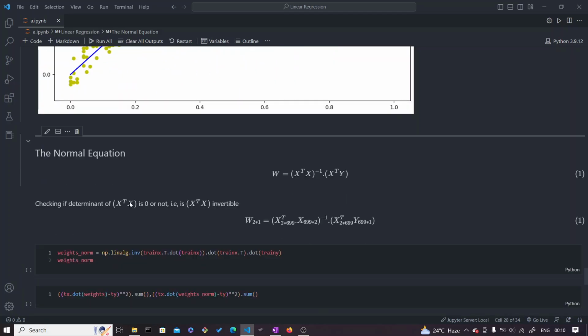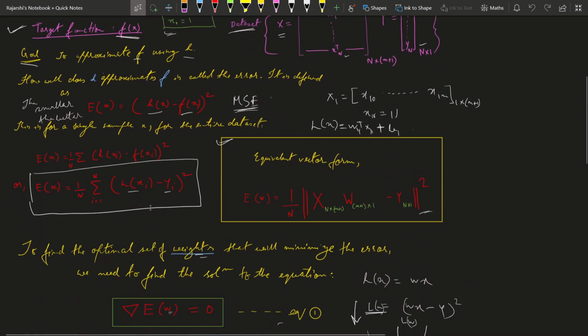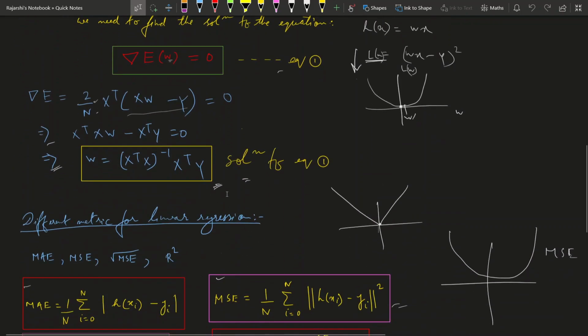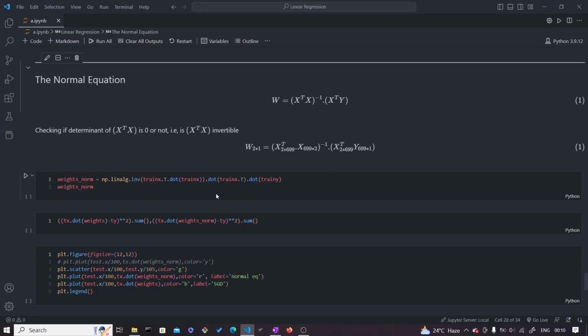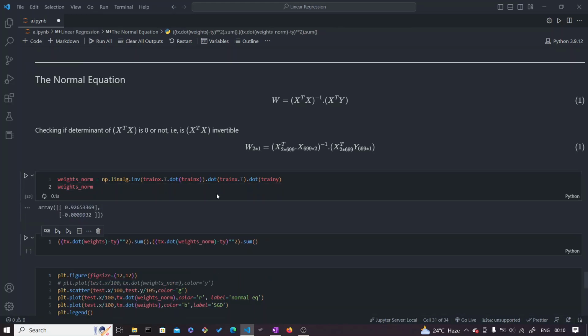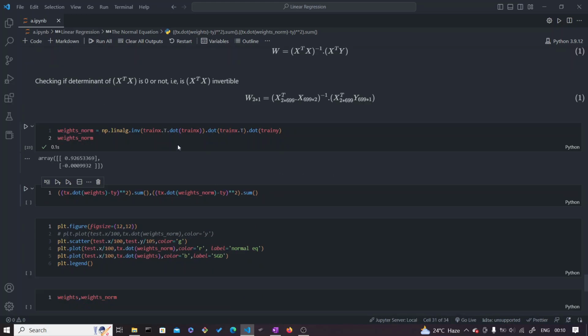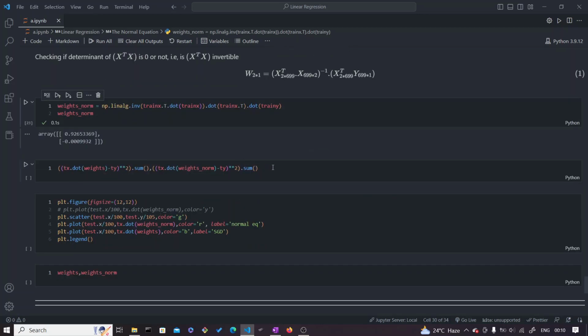Now next comes the normal equation. I have told you that this is the normal equation, the solution to linear regression. This is the implementation of the same. And you can see you will get the weights in one shot just by implementing this normal equation. So this is the ultimate weight that will reduce the loss.